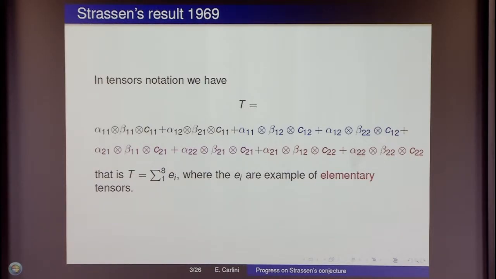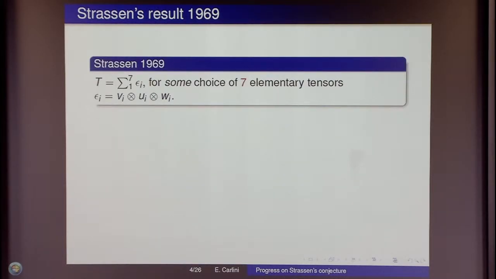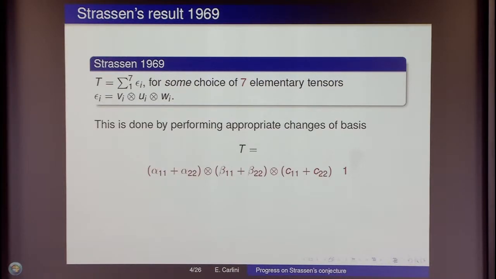And this is a very usual thing. And Strassen in 1969 proved that you can use just 7 elementary tensors. If I got the story right, he was trying to show that 8 is optimal, and he didn't manage to, and then he realized, I think just by good luck, that you can do it with 7. And how did he do this? Basically it's a change of basis. So you can write T using the following summands.